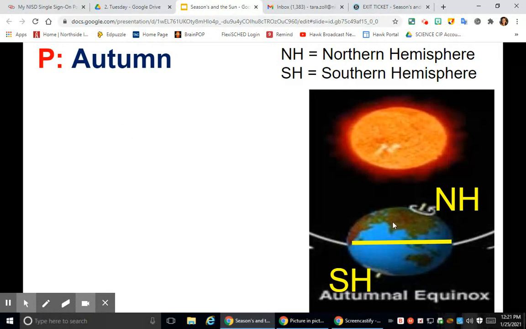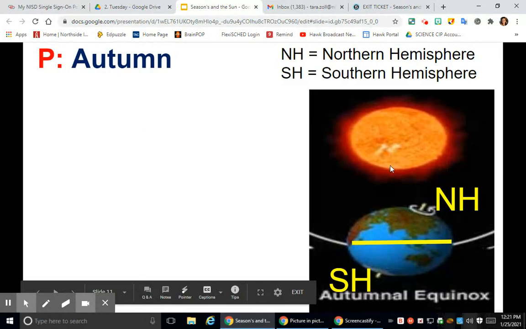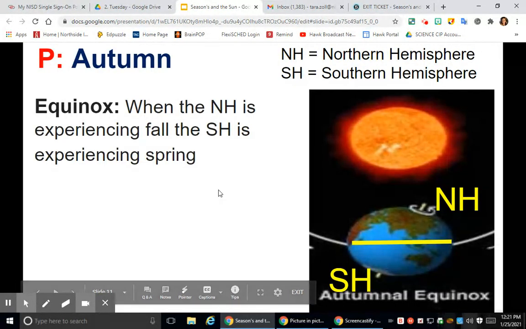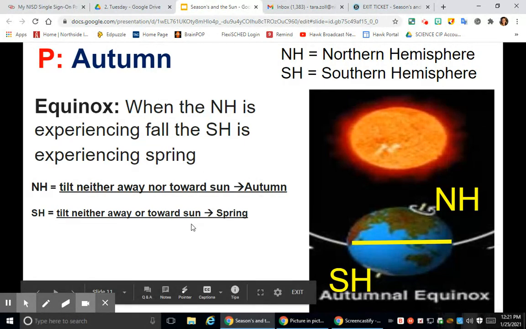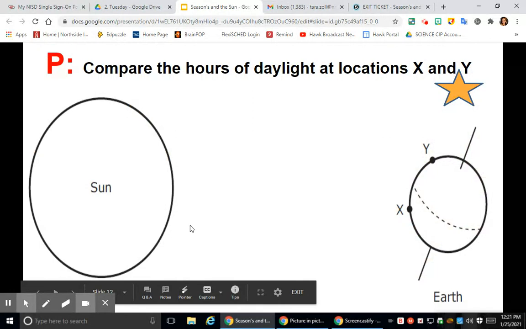Autumn, which also means fall. In spring and autumn, neither hemisphere is tilted towards or away from the sun, so they are experiencing equal amounts of sunlight.